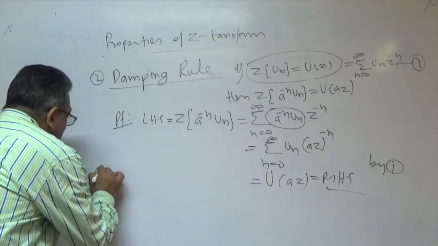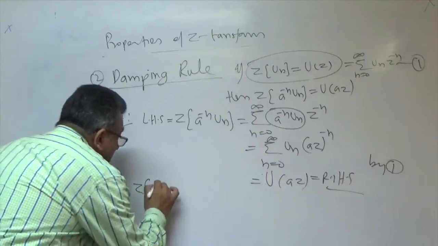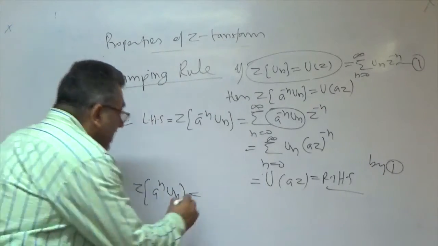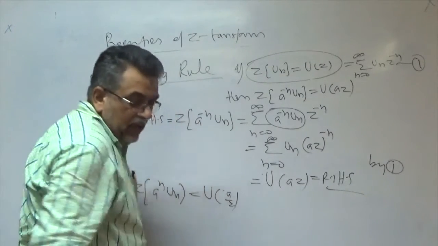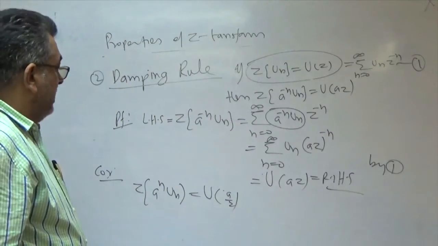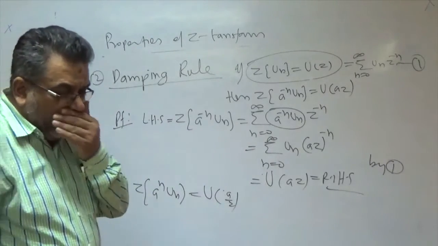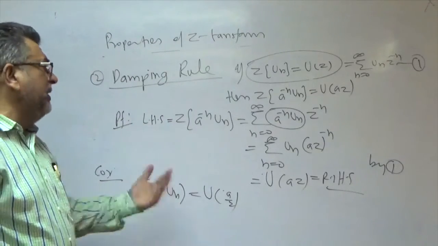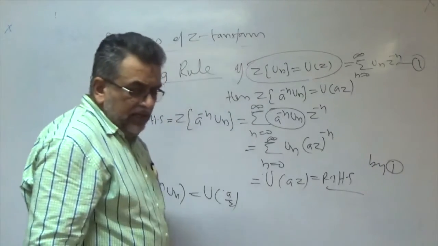Similarly, if we take the Z transform of a to power positive n, then it can be expressed as u of z upon a. This is just if we take the positive power in place of a to power minus n. If we take a to power n, then the result becomes this. You can verify simply by similar methods. This was the second property.